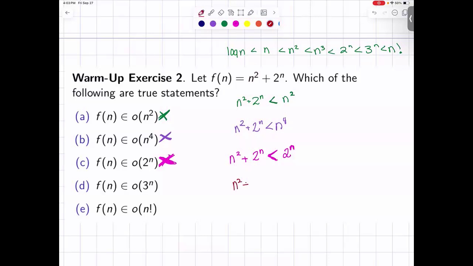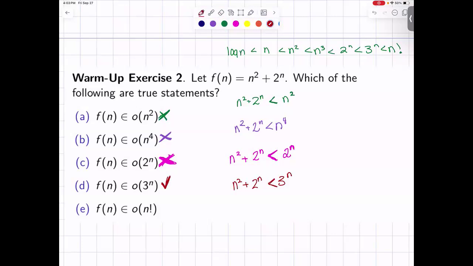So we have n squared plus 2 to the n is going to be strictly less than 3 to the n. And of course, we can use the roundup trick very simply to prove that we could pick an n naught that would force us to be above a value where this would be true. So we can use the roundup trick to prove that it is strictly less than 3 to the n. So this one here is true.